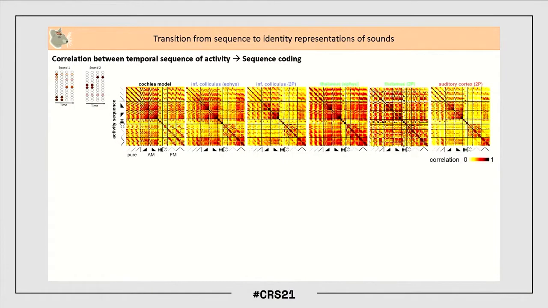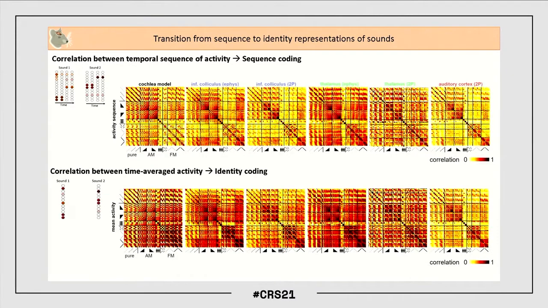Now, to construct these matrices, I took into account the full sequential activity of neurons in response to sounds. But of course, there's another way of looking at the data, that is to average out time and simply focus on which neurons are firing for which sounds. So here we're looking at a pure identity code. And here I hope you can appreciate, just looking at the general color of these matrices, that there's a bigger evolution using this type of coding between the cochlea and the cortex.